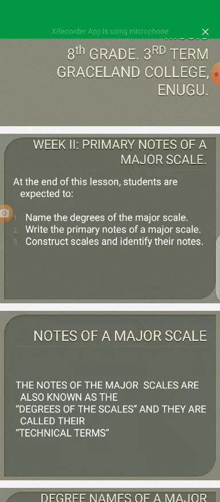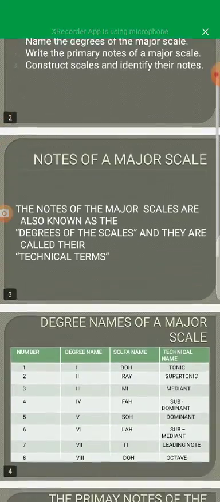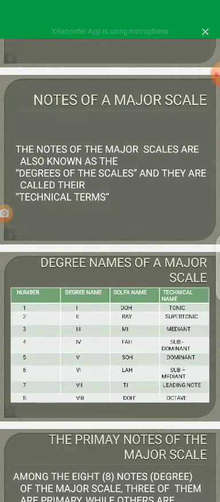Now, let's talk about notes of a major scale. The notes of a major scale are also known as the degrees of that scale, and they are also called their technical terms. It's just like one thing bearing three names. The notes can be called the degrees and can be called the technical terms.